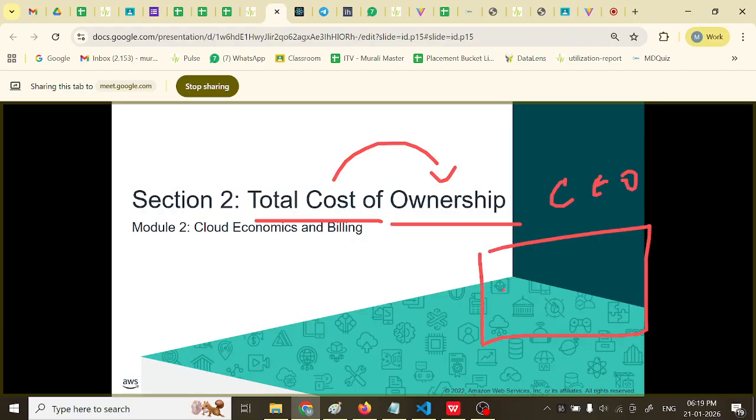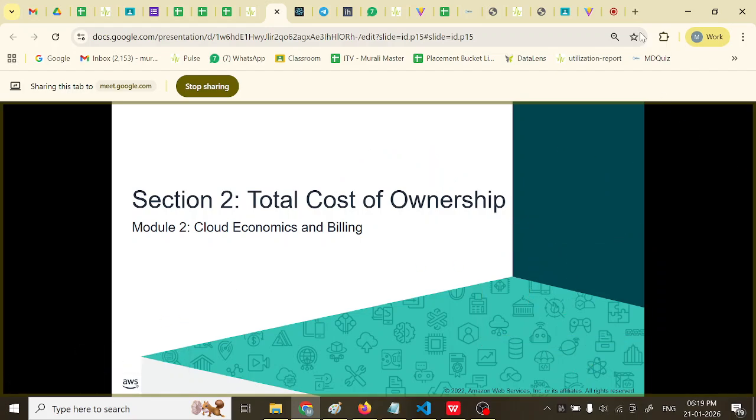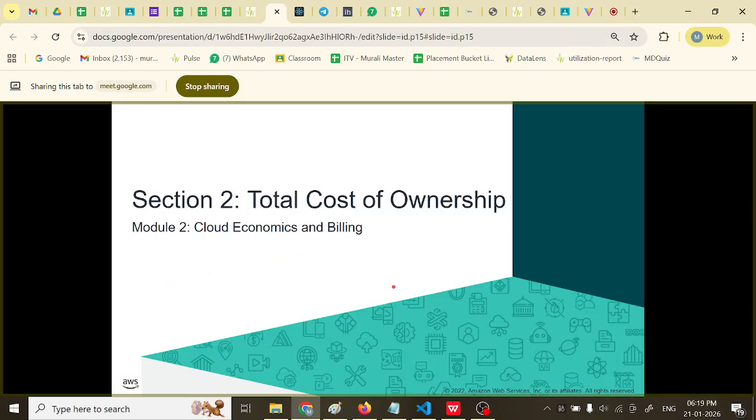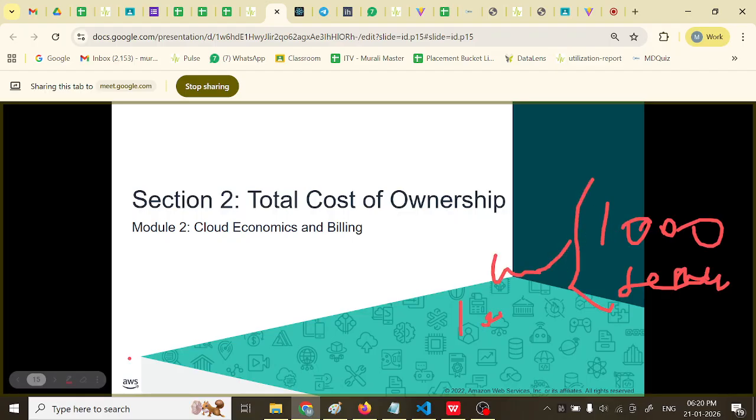Now, if you are starting a business, what are the things you need to do? You need to purchase the servers, right? That means the computers. So now, if you are purchasing computers, let us say 1,000 computers, that is 1,000 servers. What are the things you need to add or invest money for, for maintaining these 1,000 servers?